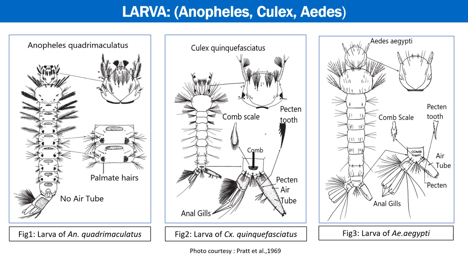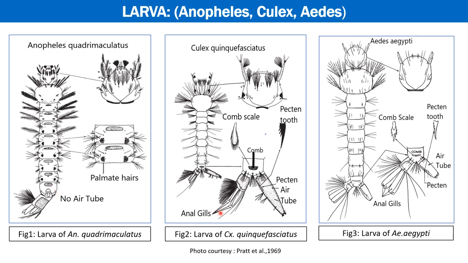So here in the slide, figures 1, 2 and 3 show larval structure of one representative member of the genus Anopheles, Culex and Aedes. The first figure is the larva of Anopheles quadrimaculatus. Here, you can see the body is covered with long brushes and hairs. The abdomen comprises palmate hairs. The anal segment bears the saddle sclerite, but there is no air tube arising from the 8th abdominal segment.